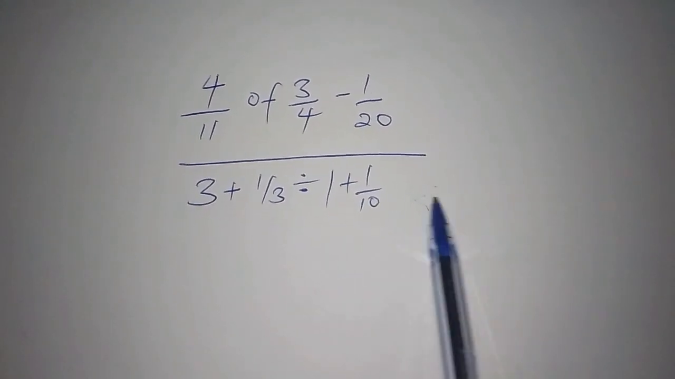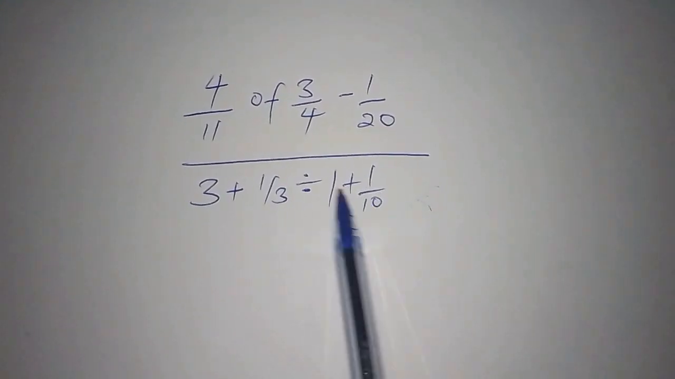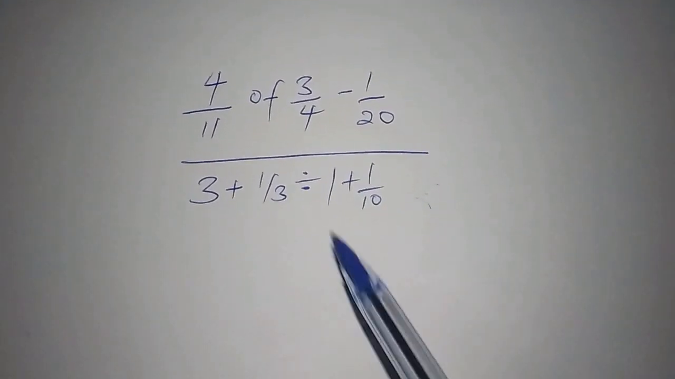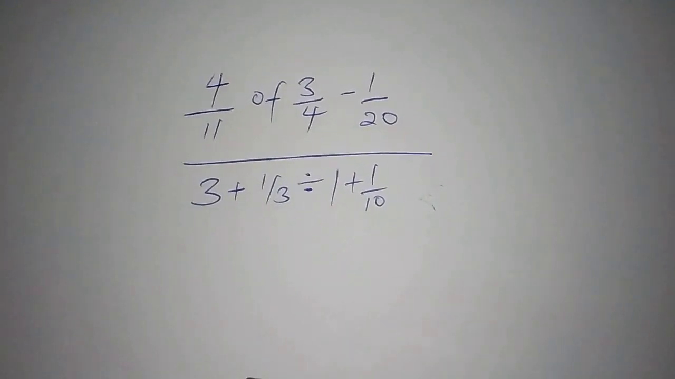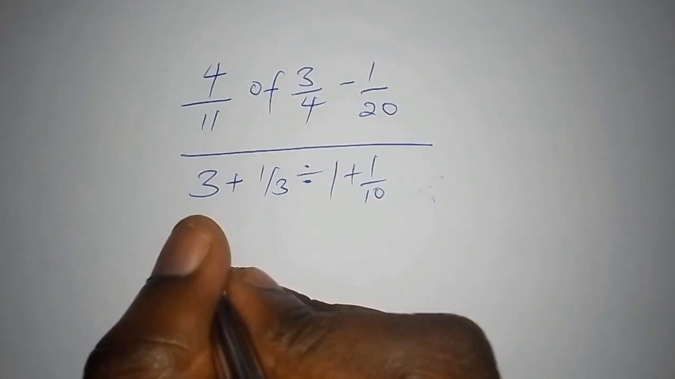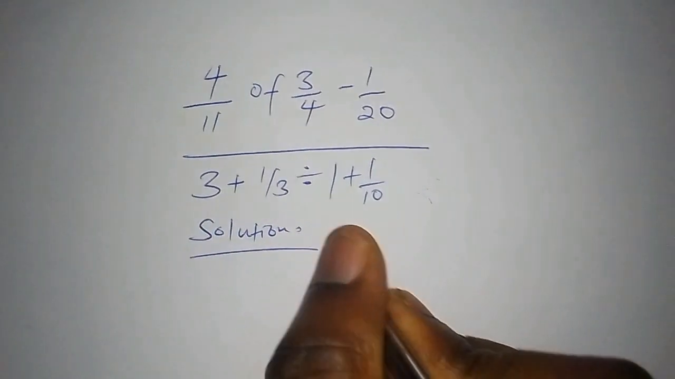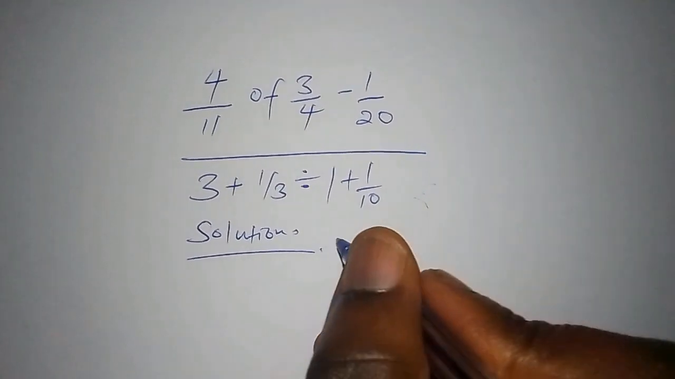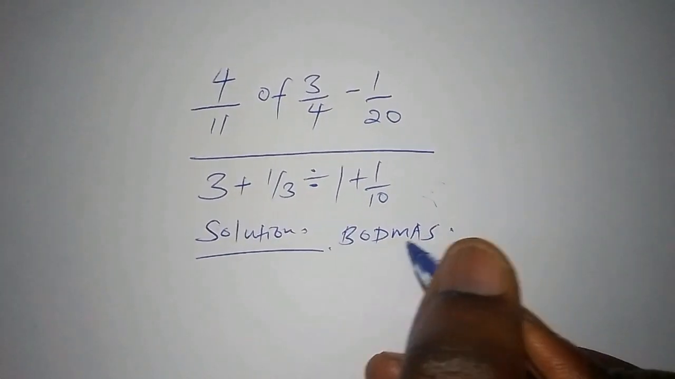If you haven't got the same answer with me, then it means that you need to adjust something. So let's begin. The first thing that you need to do in this case, you're going to start with what is called the solution. So you're going to solve this problem. For us to solve this problem, you're going to use what is called BODMAS. I shall tell you what BODMAS is.